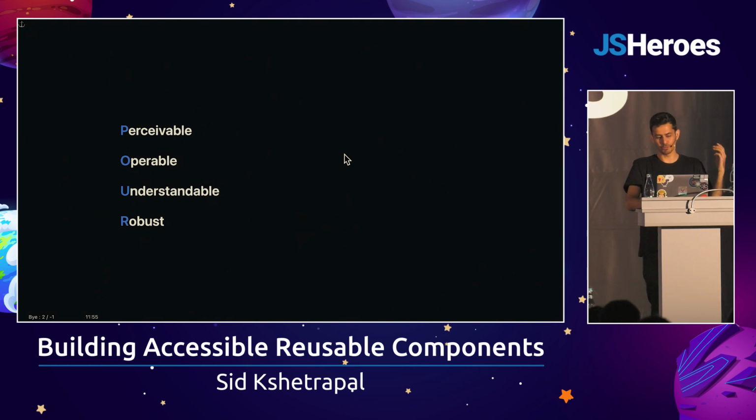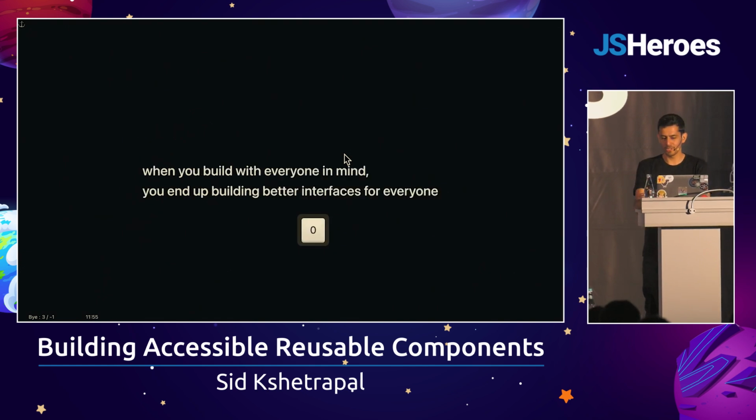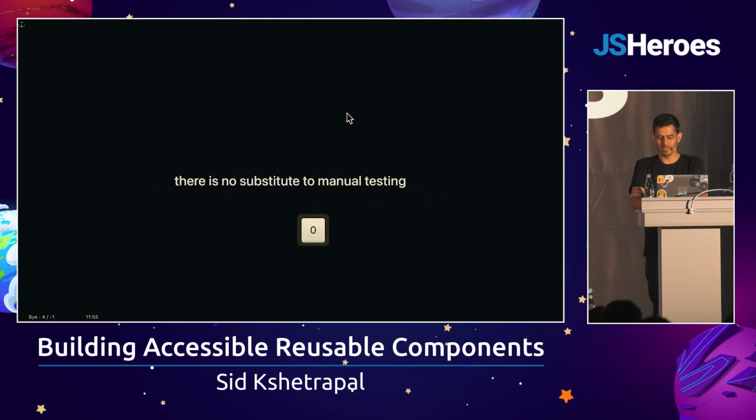Remember POUR, that it should be perceivable, operable, understandable, and robust. When you build with everyone in mind, you actually end up with better interfaces for everyone. I hope we saw that with the checkboxes example. And unfortunately, there is no substitute to manual testing, because you saw we did the right semantics. It looked accessible, but the list was so long. And that's not something Axe or any automated testing can catch.